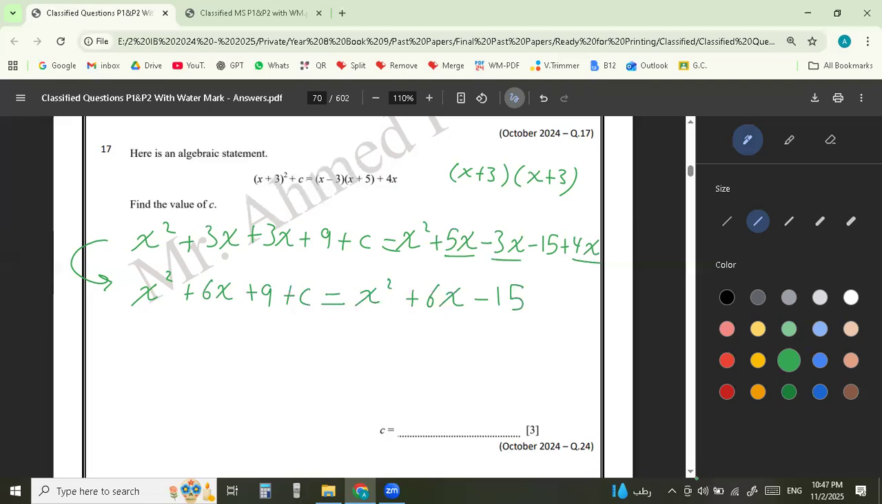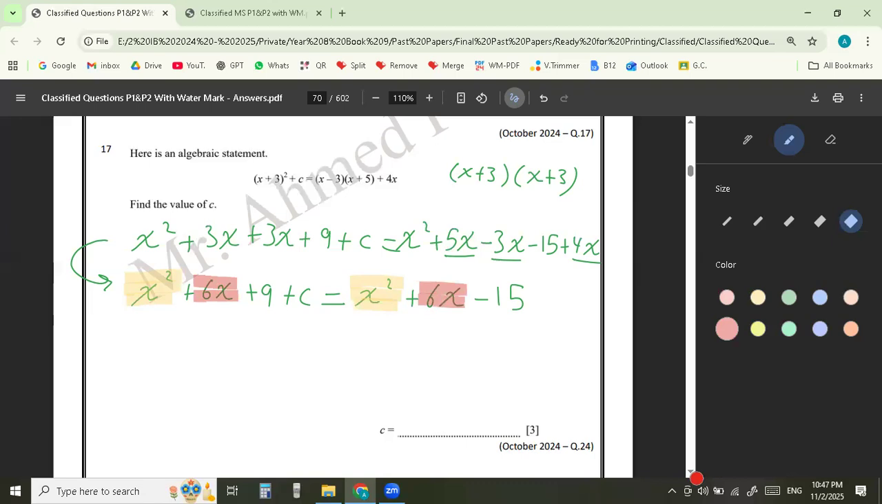These two sides are equal, right? Yes, these two sides are equal, but look at that. I'm going to use the highlighter here. I've got x squared, which is the same as the x squared there. And 6x is the same as the 6x here. So the rest, which is 9 plus c, must be the same as negative 15.